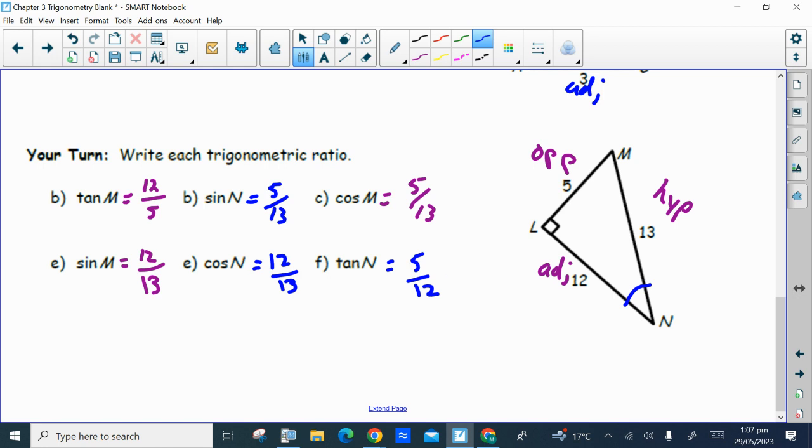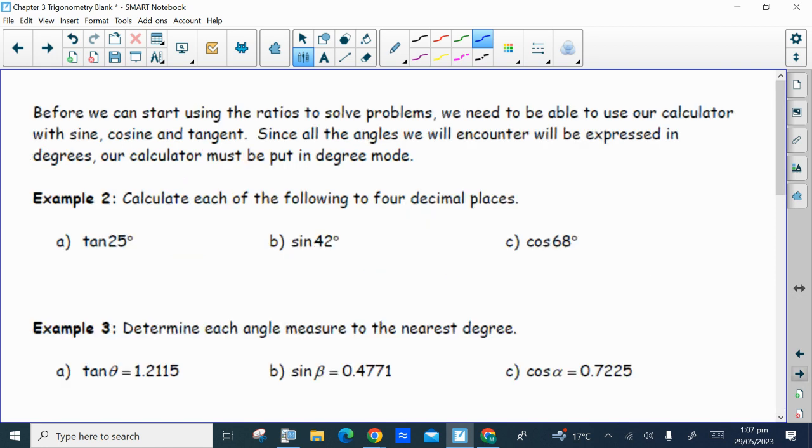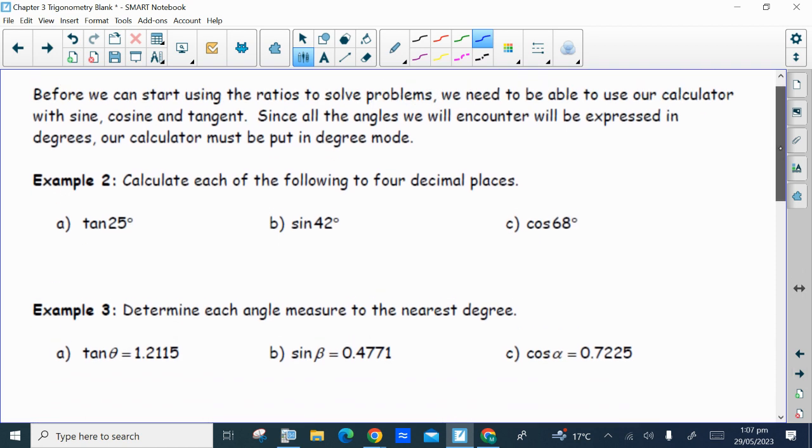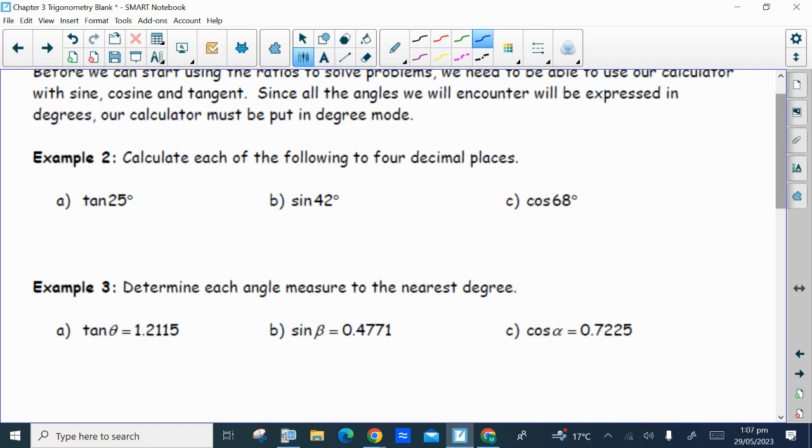So we are going to use these, as I said at the start of class, ratios to help us find missing sides and missing angles in right triangles. That's what they are used for. So before we get there, we need to again be able to use our calculator with sine, cosine, and tangent. Since all angles we encounter will be expressed in degrees, again, we need to be in the degree mode. So we've already talked about that.